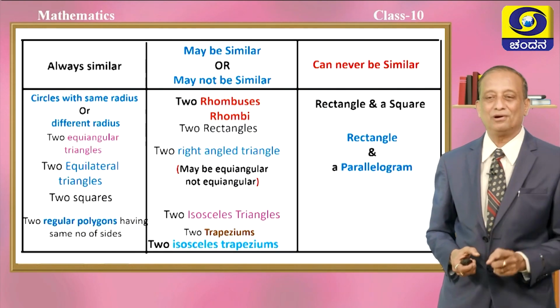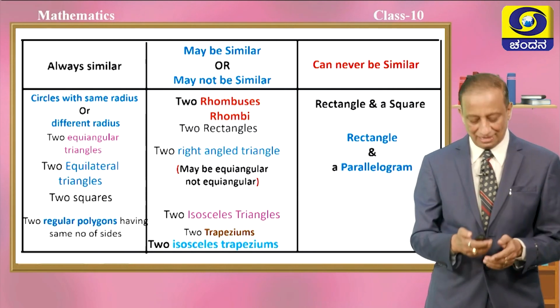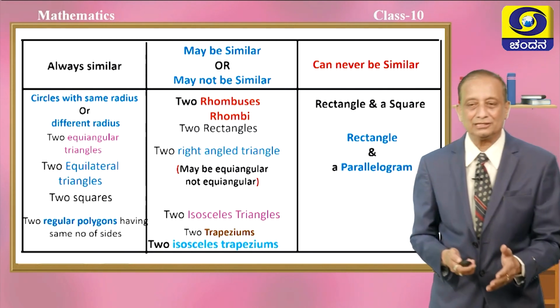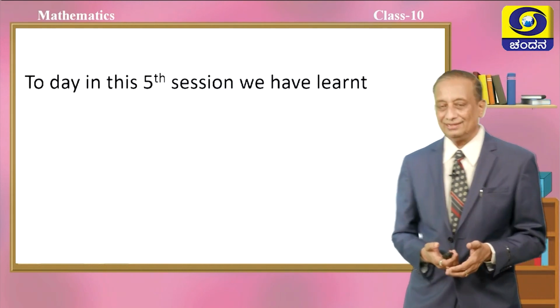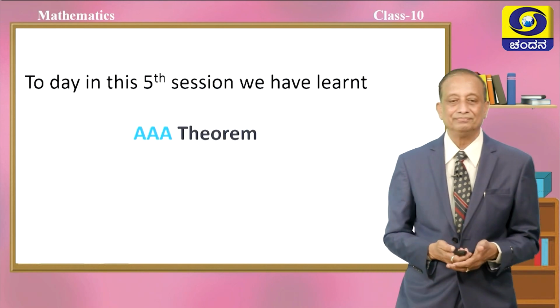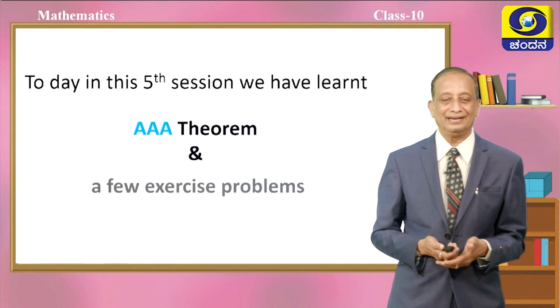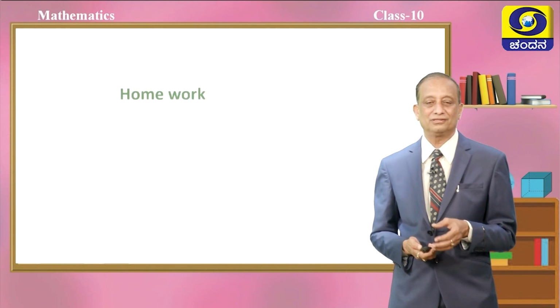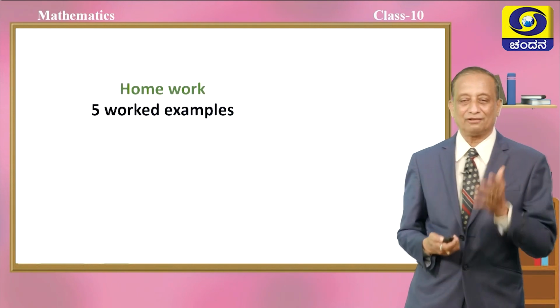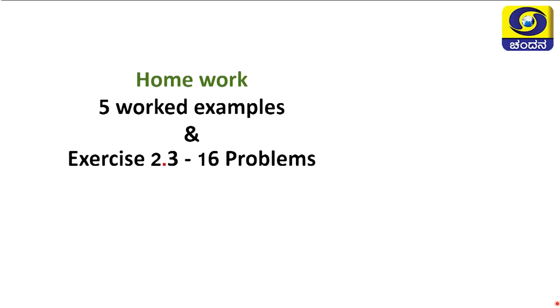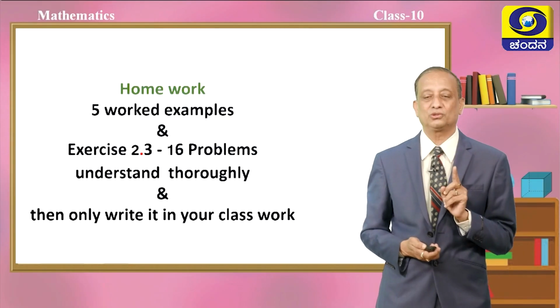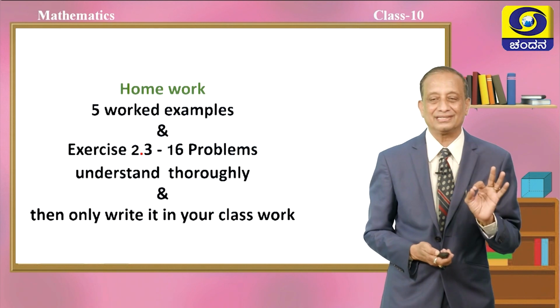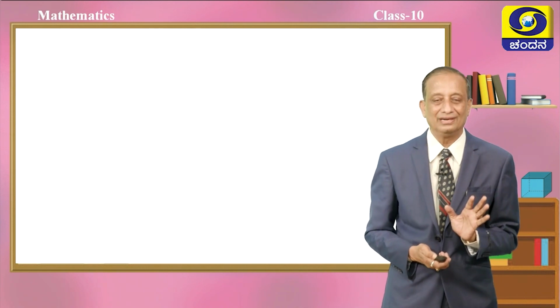This is a very, very important slide, children. You have to carefully make a note of this and draw the respective figure. You can take it as a small activity for you. So, today in this fifth session we have learned a theorem, a criterion and a few exercise problems, children. Come on, take down the homework. There are 5 beautiful worked examples, and in 2.3 there are 16 problems. Understand thoroughly and then only you are supposed to write in your class workbook. Without understanding, you should not write anything in your class workbook, children.